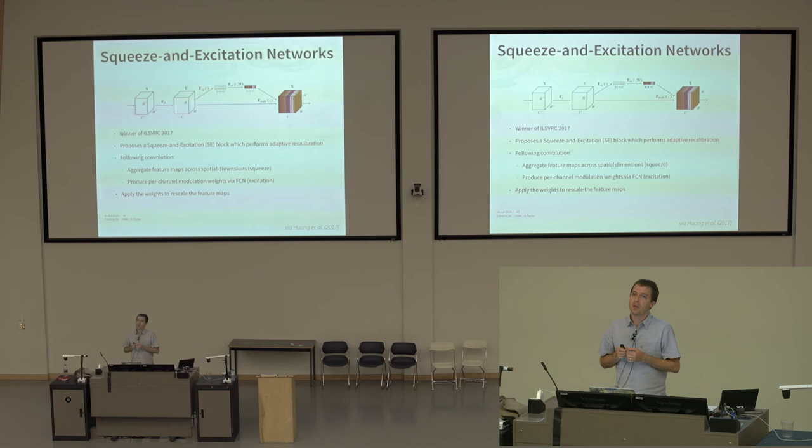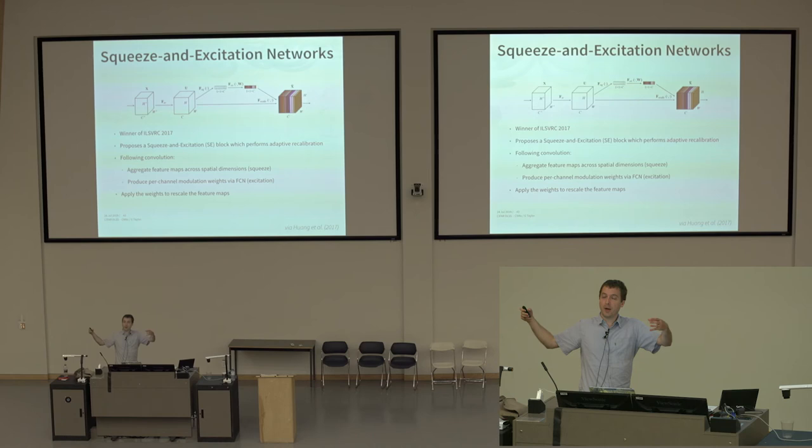And this performs adaptive recalibration of the feature maps. What this means is that following the convolution, so we have a standard convolution here to get the feature maps, we apply an operation that aggregates the feature maps across the spatial dimension. So it's effectively a one-by-one convolution followed by pooling across the spatial dimensions. It's basically the same as global average pooling that we saw before. So we get this one-by-one-by-C vector.